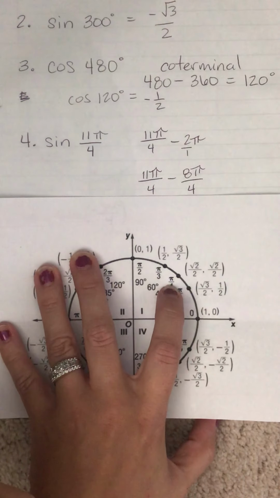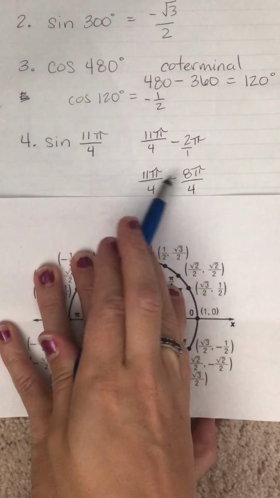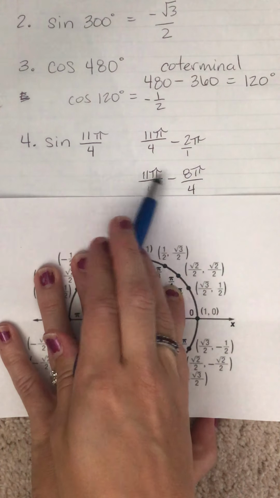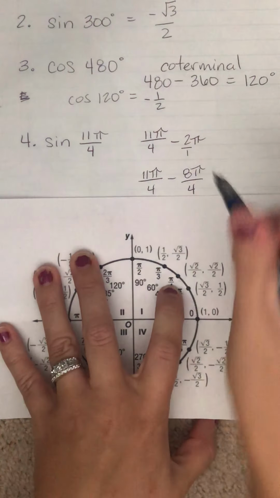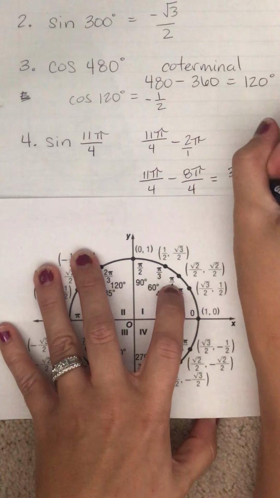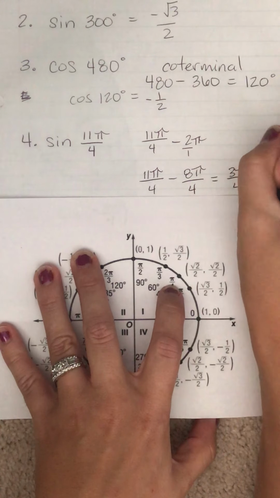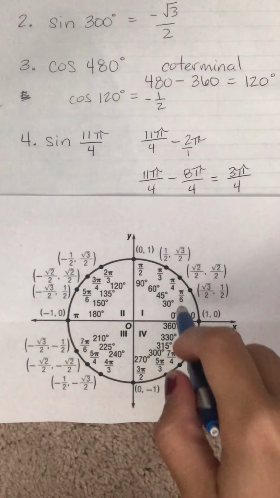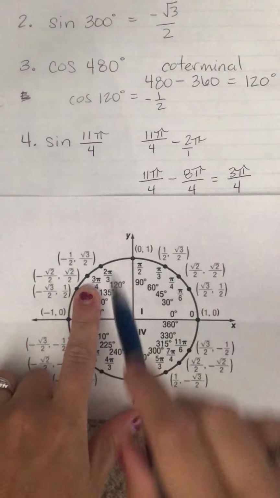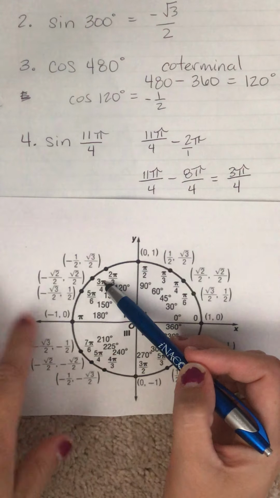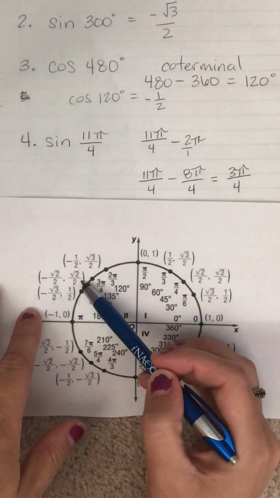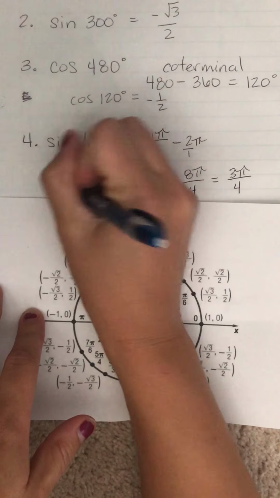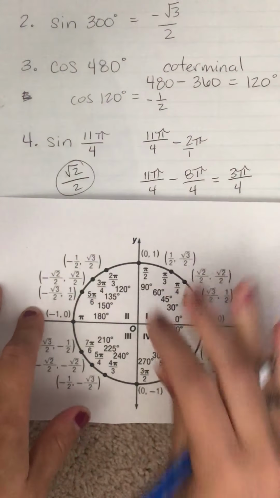When it comes to subtracting fractions, you really just subtract the numerators. So 11 pi minus 8 pi gives us 3 pi over 4. So we find 3 pi over 4 on our unit circle. It's sine, so we look at the y value. Therefore, our answer is square root of 2 over 2.